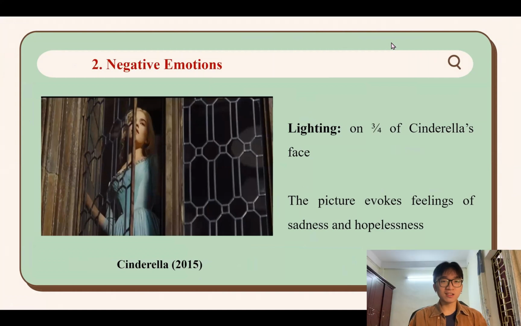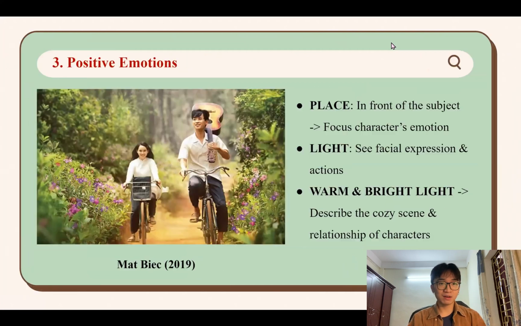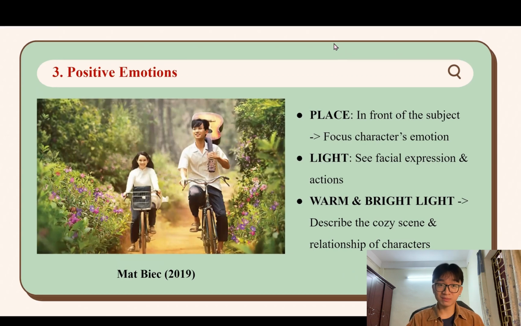Okay, so next part I will talk about how the lighting expresses the positive emotion of the characters. As you can see over here, the picture was in the movie Macbeth in 2019, and tells the scene where the two main characters are having a good time together. The light is bright, so we can clearly see the facial expression and also the action is riding a bicycle, right? And the light is placed in front of the subject, who are the boy and the girl.